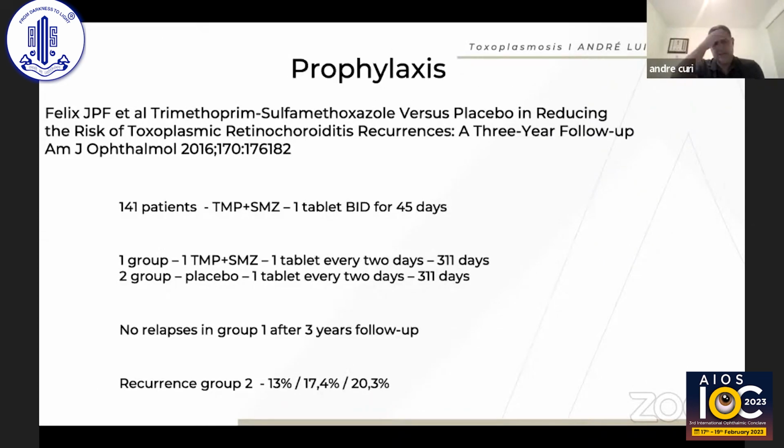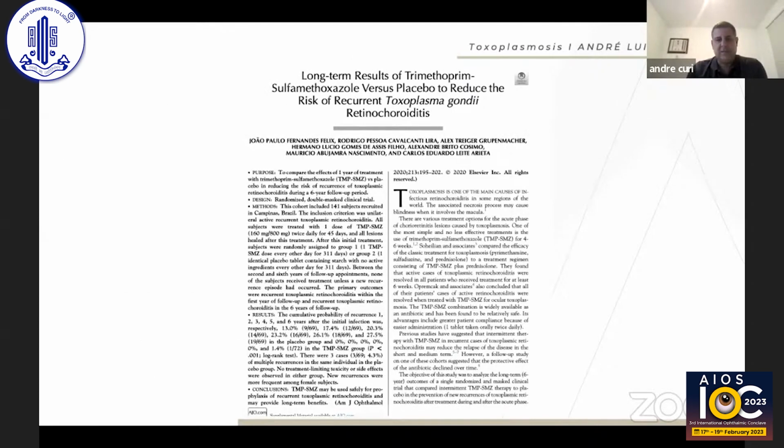The prophylaxis is something that we are using more regularly since Felix and colleagues published this study in the American Journal showing that the prophylaxis with Bactrim reduces the relapses after 3 years, and then Felix followed these groups to 6 years and published the same results. So we are doing prophylaxis for patients that relapse a lot. So one patient, for example, that you treat with specific treatment and just after 1 or 2 months relapses. So we present this possibility for prophylaxis.